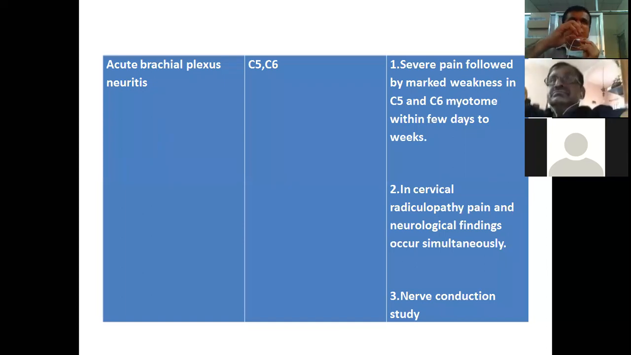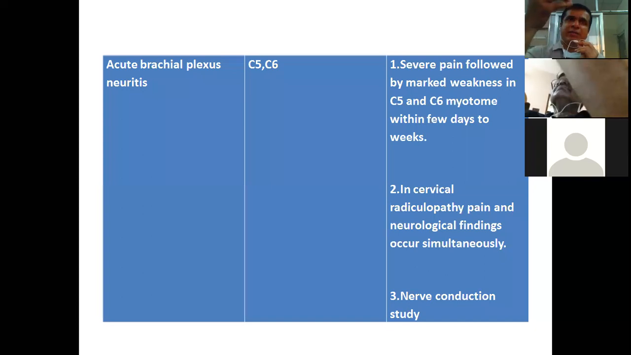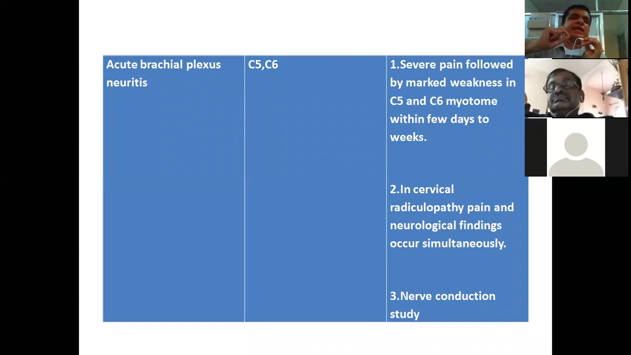In a patient having severe radicular pain, you take an MRI of the cervical spine. The MRI cervical spine is absolutely normal, but the patient is having severe pain with wasting of the muscles and weakness. You talk with the radiologist and ask them to see the brachial plexus. Usually they will screen a few cuts of the brachial plexus also. If there is any edema in the brachial plexus, then it is a case of acute brachial plexitis. Usually I refer the patient to the neurologist. They will get a nerve conduction study done to confirm it, and they start on a high dose of steroids. So this is a differential diagnosis of cervical radiculopathy.